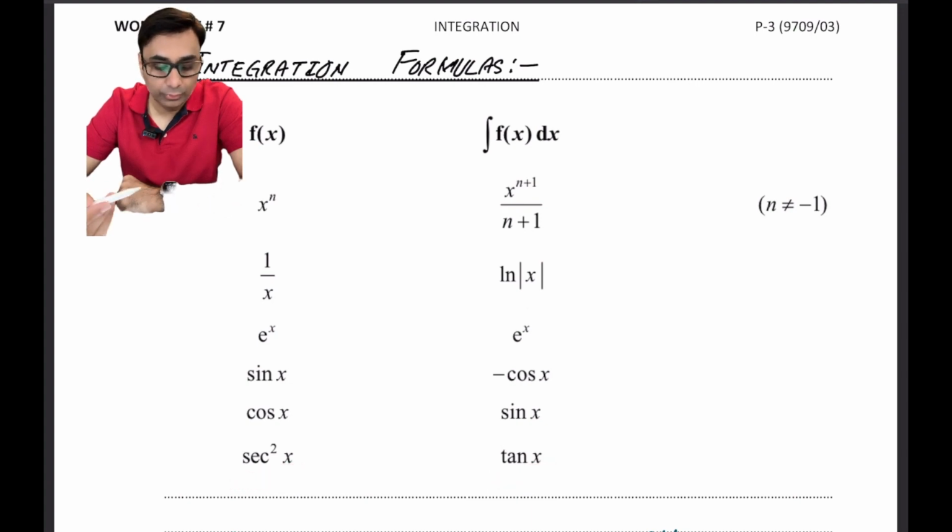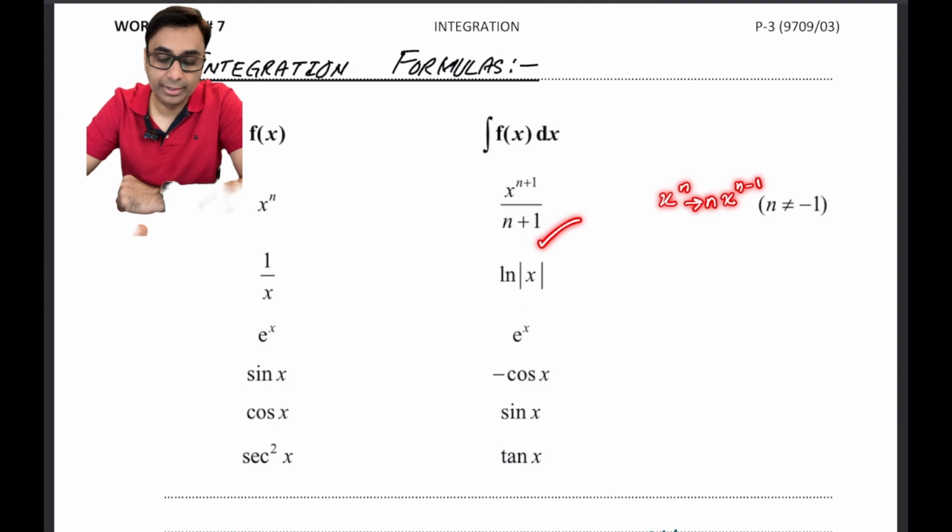Now, if you look at all of these formulas very closely, you would also recognize that this is just the backward movement of differentiation. If you have x to the power n to be differentiated, then you multiply by n and reduce the power by 1. So you're doing the opposite of that here. First you increase the power and then you divide by that power. So all of these formulas are basically the opposite of what you do in differentiation.